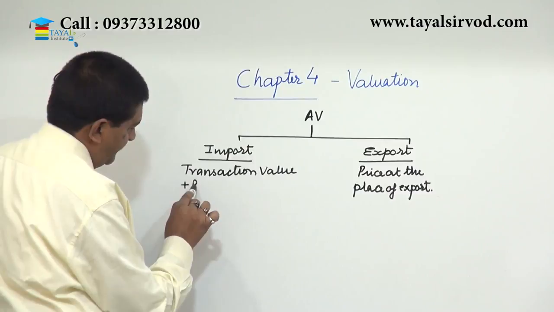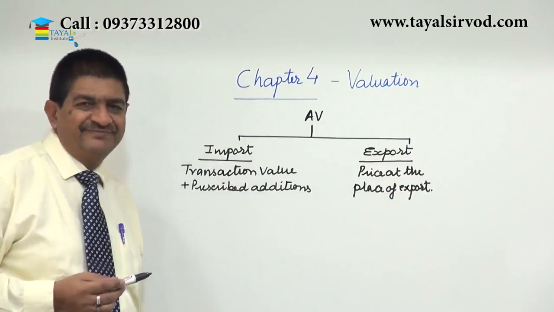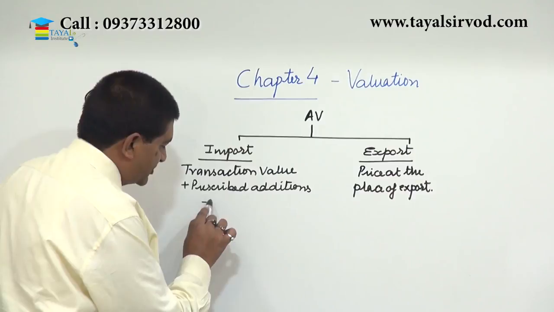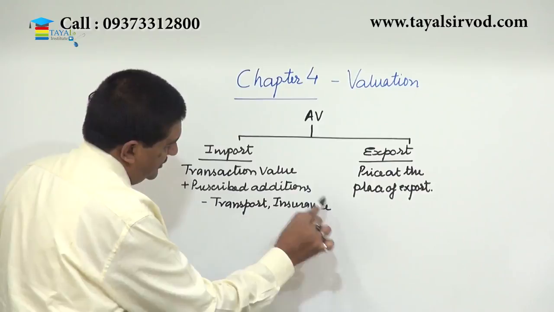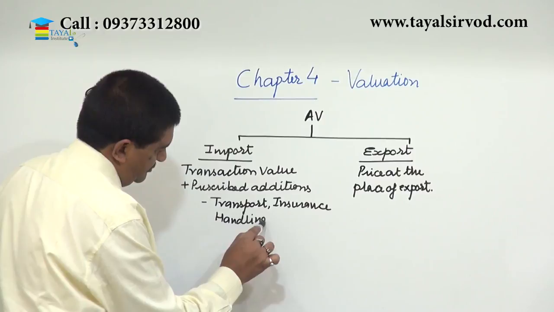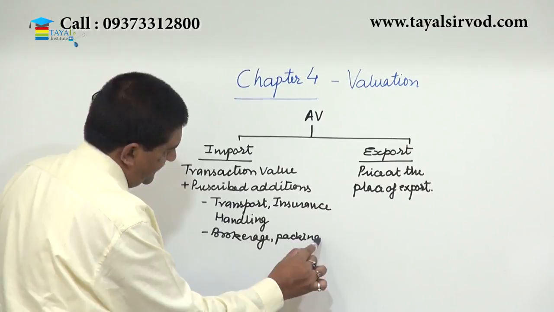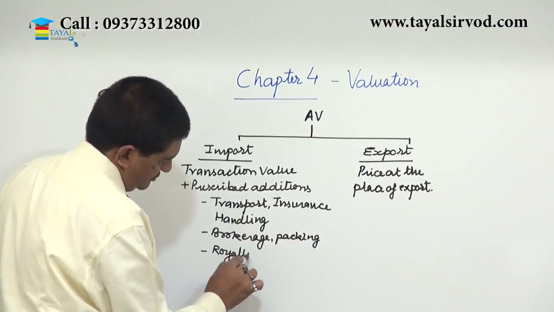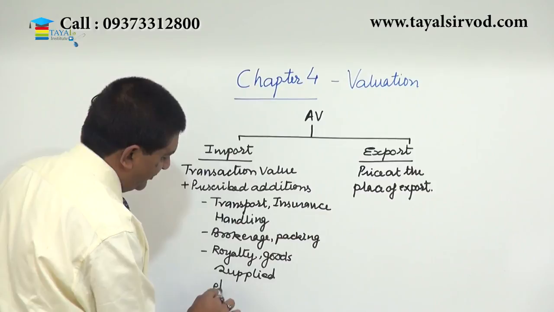plus prescribed additions. Okay, now these prescribed additions are mainly related to transport, insurance, handling, brokerage, packing, then royalty, goods supplied, and so on. These are only examples, so that's why I'm adding the word etc.